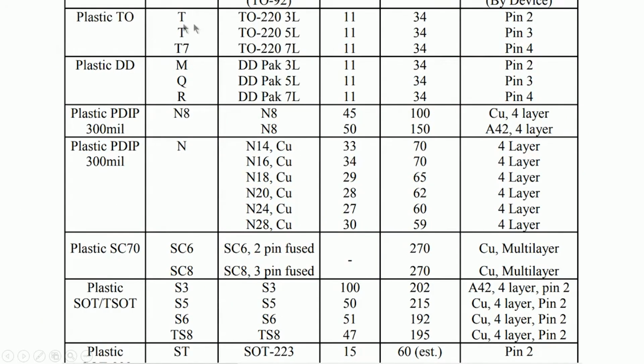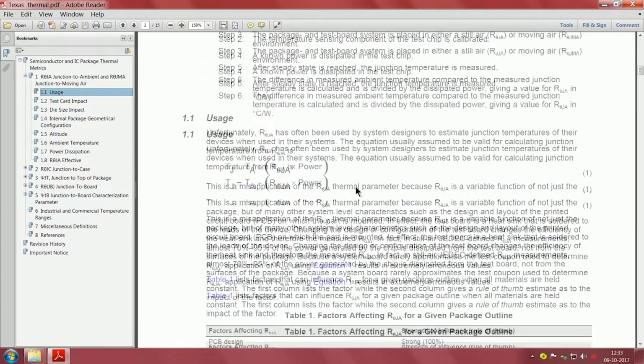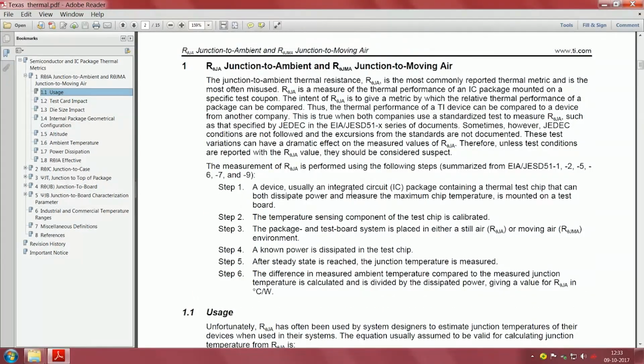Heat sink applies to package bottom, and then they have given some other things. A huge amount of things now these days, packages keep improving more and more. I will try to jump to the tremendous detail given here, saying how junction to ambient, junction to moving air, the calculations have been made.